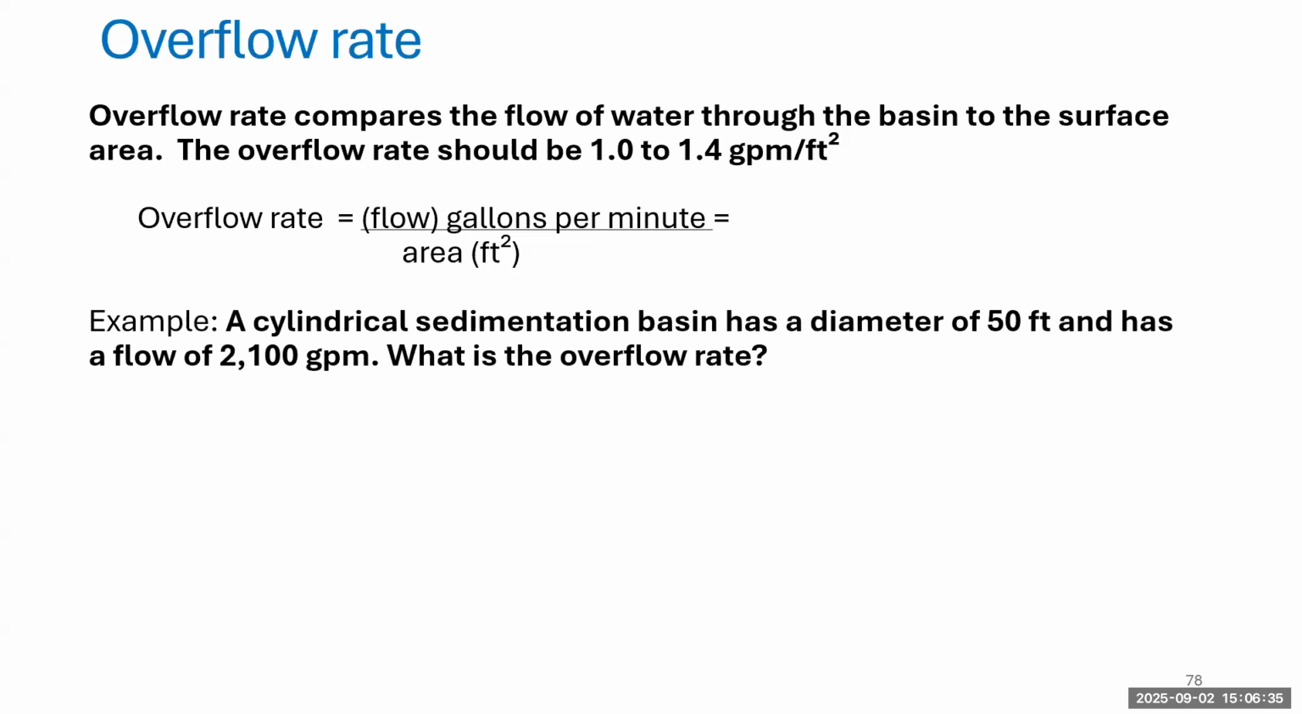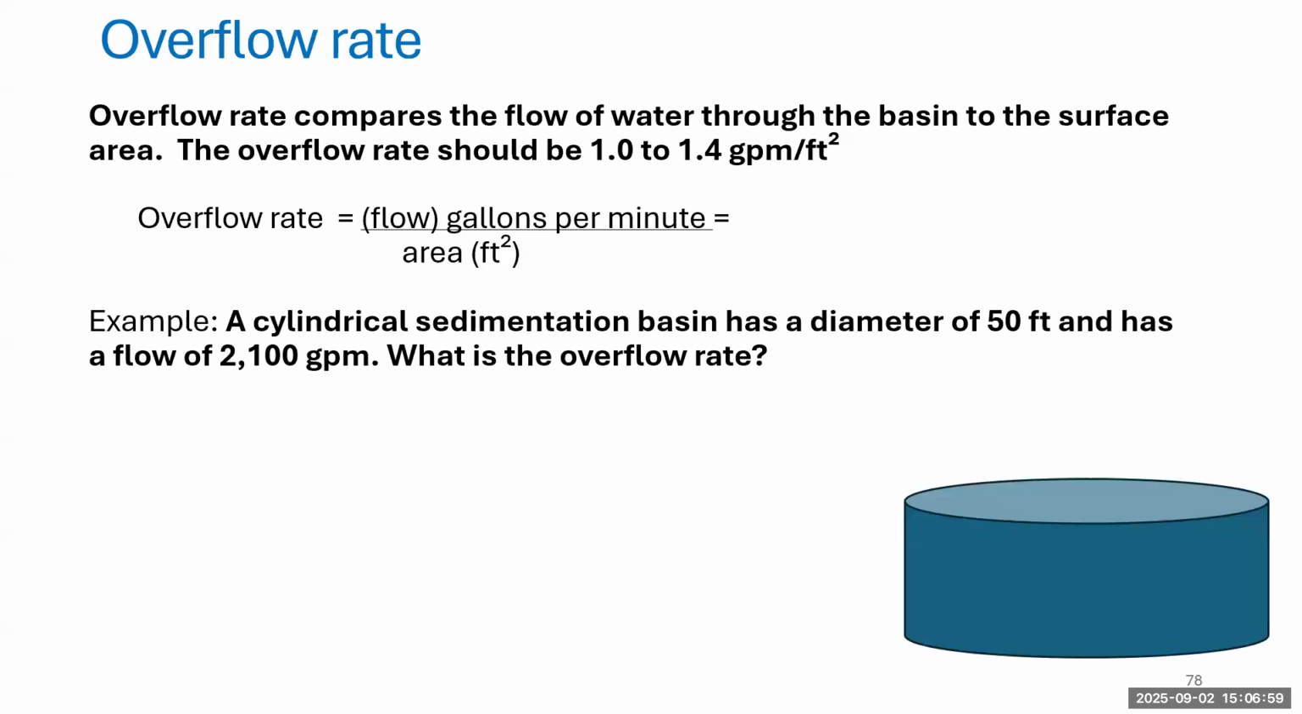We have a cylindrical sedimentation basin, and that has a diameter of 50 feet and a flow of 2,100 gallons per minute. What's the overflow rate? We already have our flow in gallons per minute, but we need to determine the surface area of the basin, and we're going to use diameter times 0.785. That's the same as pi r squared, just using diameter instead of radius.